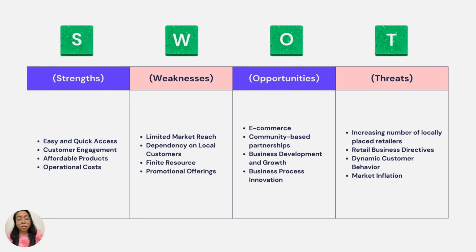And lastly, for the threats, there is an increasing number of locally placed retailers since it's very easy to jump in and create your own retail store. So this is a potential threat for them. Retail business directives, so these are the directives coming from our LGUs. If they say this is an SRP or you cannot sell specific items, of course it will impact the operational transactions of the business.